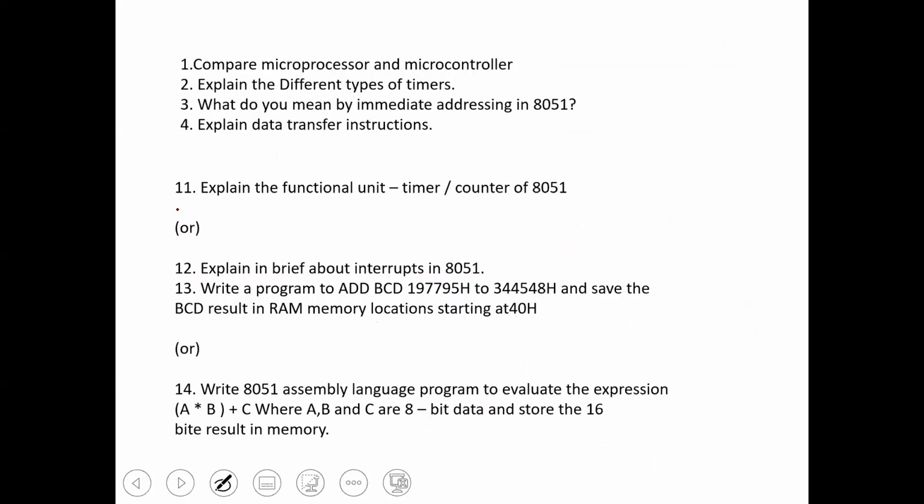The next one, same question: compare microprocessor and microcontroller. Explain the different types of timer. What are the different types of timers? Timer 0, timer 1. Very good. That's it. Then what do you mean by immediate addressing mode? What is an example? Immediate addressing mode.